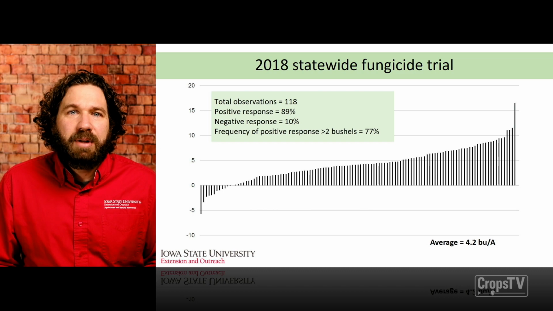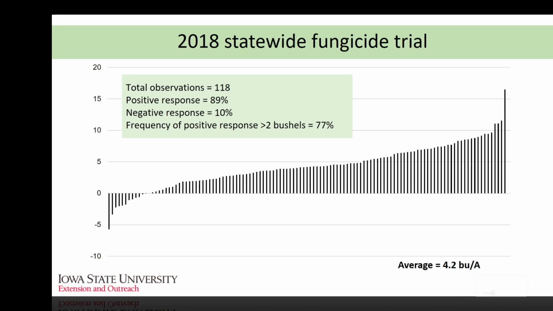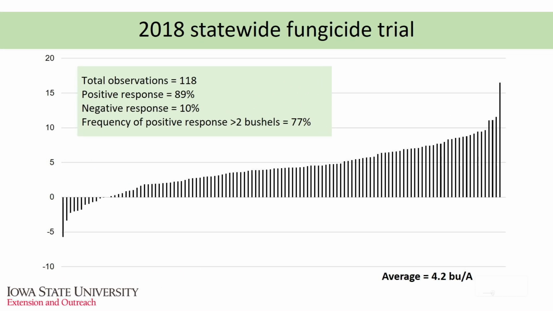I'm going to go back to 2018 because that's when we had a lot of frog eye. This is just a piano graph of all of the different treatments that are out there, just to give you an idea of what we found. 89% were positive. 77% of them had over a 2 bushel yield response, and on average, it was around 4.2 bushels across all of the products, effective, or it didn't matter which ones they were.